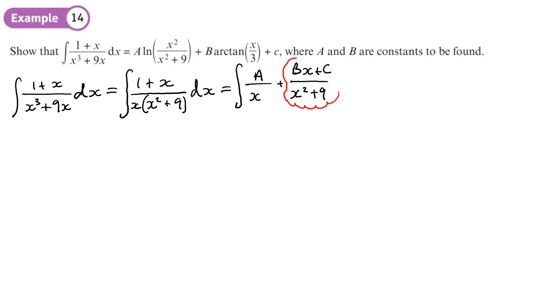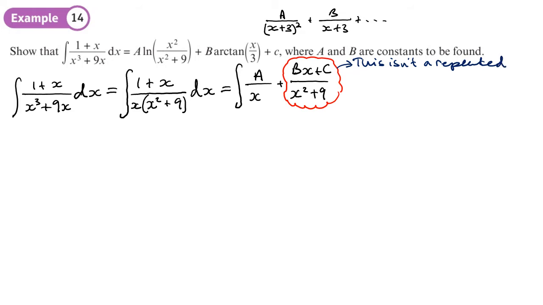Now I had to look this up. There is no reference in the Pure 2 book to partial fractions where you get a quadratic like that in a denominator. They do mention repeated factors, so if you had x over x plus 3 all squared, we know that we do b over x plus 3. So you have your repeated factors, but this isn't a repeated factor, and there's no examples that show you how to do this.